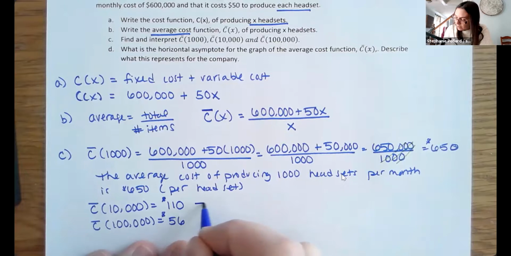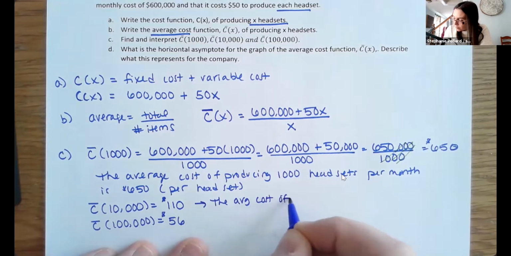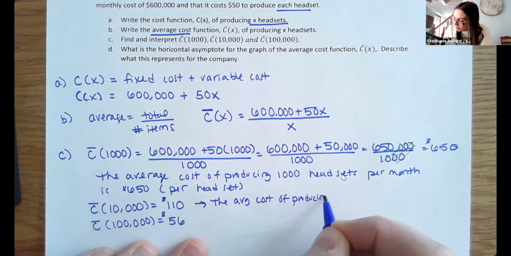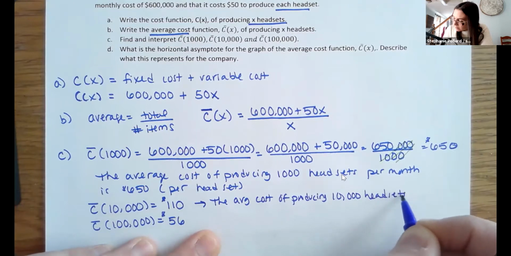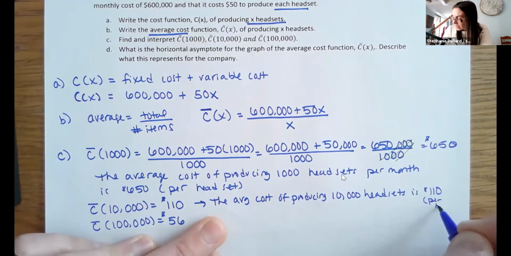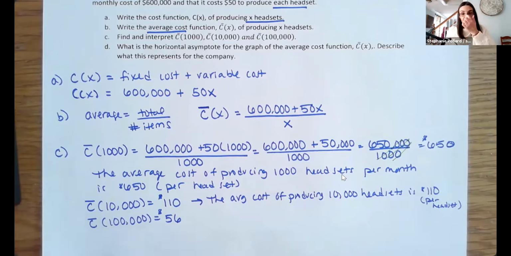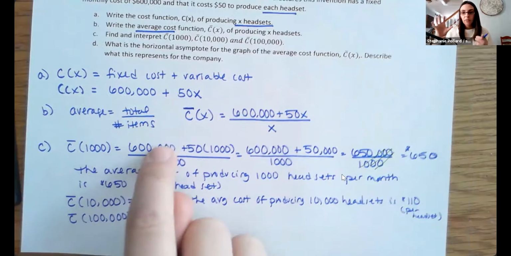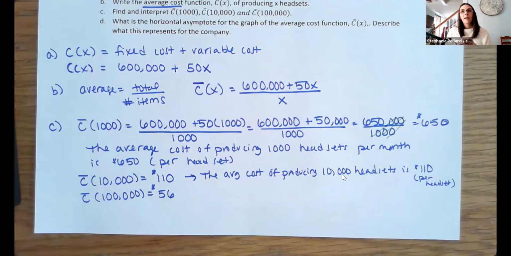So for instance, here, the average cost of producing 10,000 headsets is only $110. Again, this is per headset. And then for 100,000, the cost was down to $56. Why that's happening is because you're taking that fixed cost and dividing it over more units. Because you're producing more, the cost per unit looks different, right?